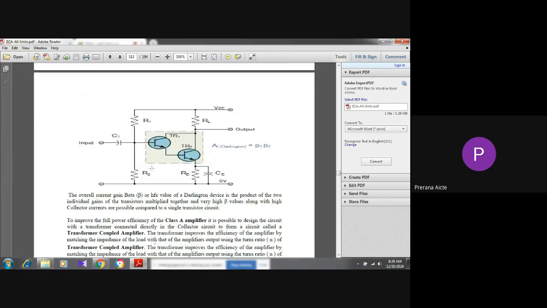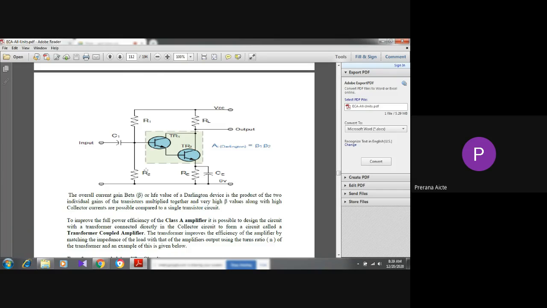Next we see the Darlington transistor. I have already explained this concept in previous classes. Darlington means common collector, common collector, so both stages are CC. Mainly this Darlington circuit is used to improve the input impedance. The overall current gain of a Darlington is the product of the two individual gains of the transistors multiplied together, and a very high beta value along with high collector currents are possible compared to a single transistor circuit.